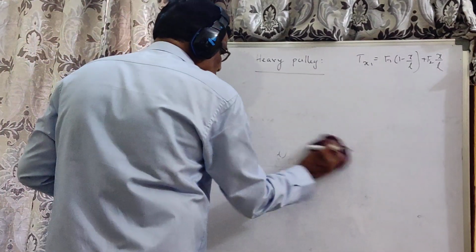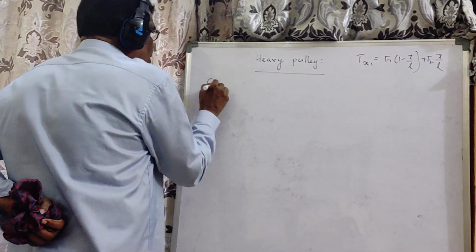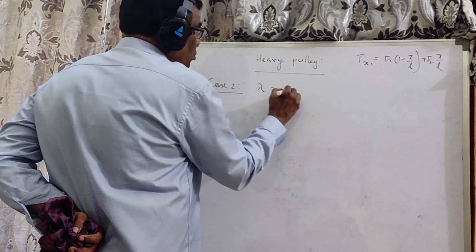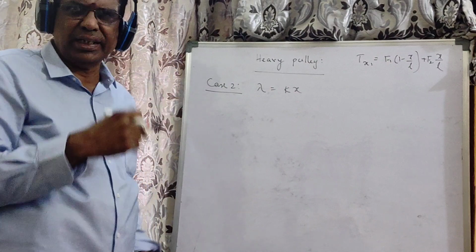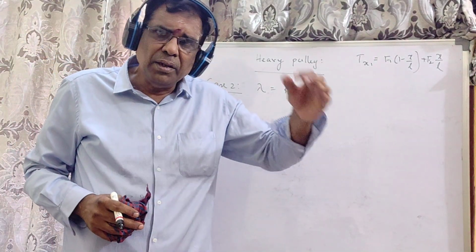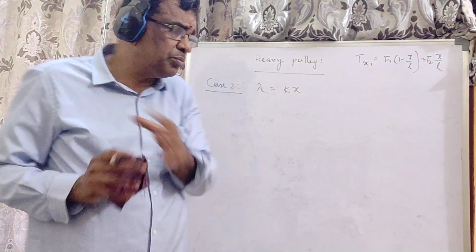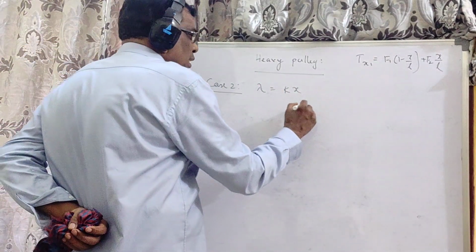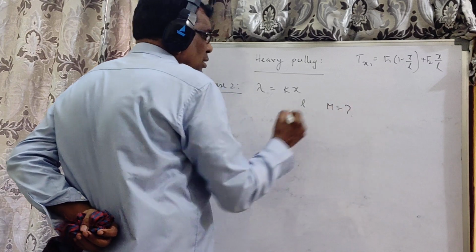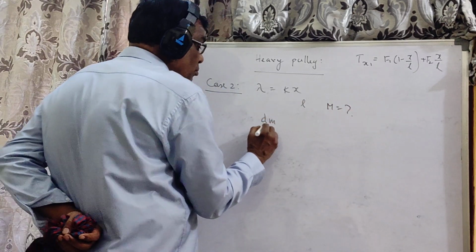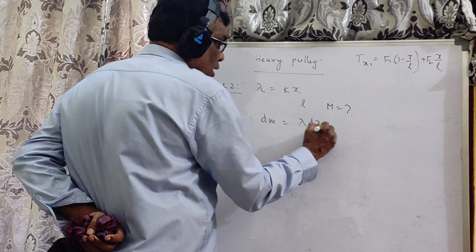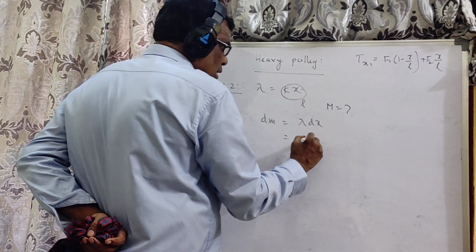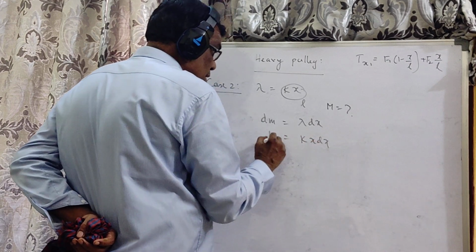Okay? Now this is case 1. We will go to case 2. What is case 2? Lambda is equal to kx. Say for example, the density is increasing. What do you mean by that? The length of the rope is L. What is the mass? How do you find that? dm is equal to lambda dx, right? What is lambda? kx dx. This is dm.